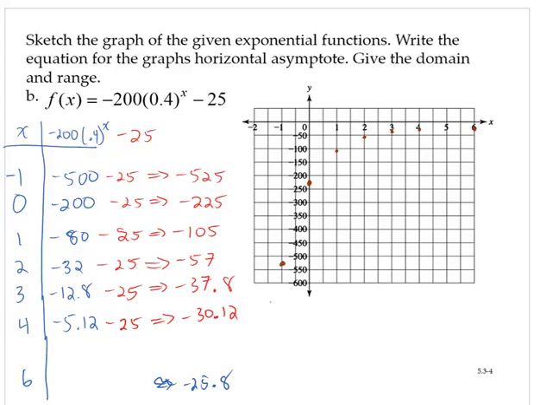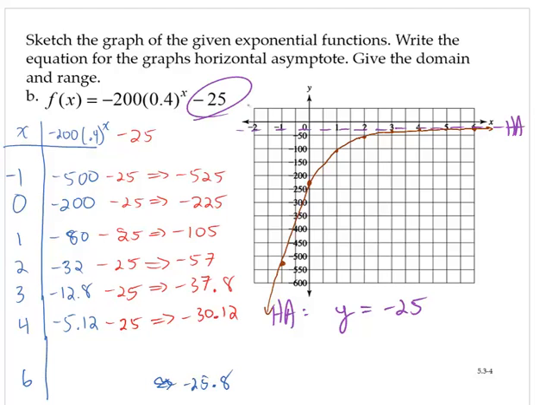Alright, so notice if I draw a smooth curve, it's not approaching 0, but rather it's approaching what we call a horizontal asymptote, and it is at that value that's being added, well in this case subtracted, from the exponential part. And in fact, the horizontal asymptote is defined by y equals negative 25. And again, notice that that's related to that value that's being subtracted in the function.